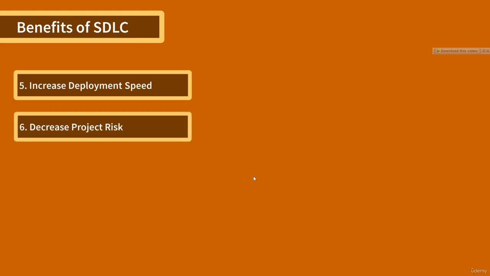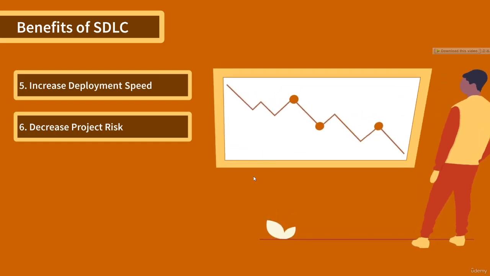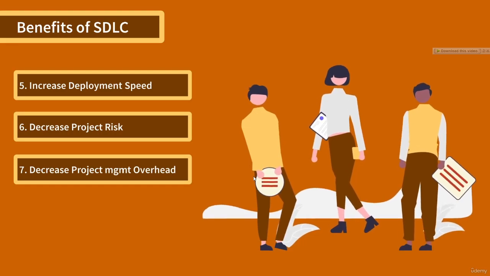Sixth, decrease the project risk. What can usually go wrong in software development is already taken care of in SDLC, so you will see a decrease in the project risk. Seventh, decrease project management overhead. As the clarity is present since the beginning and each team member knows what his role is in this project, no special project management efforts are required here.